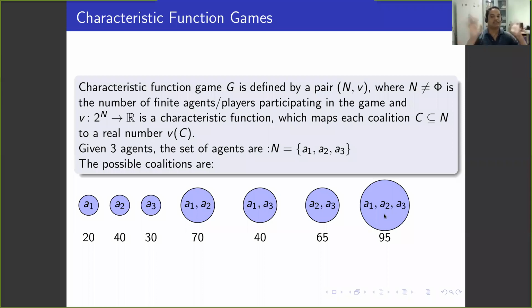So this is given. Now this is called the coalition. And these values are called the characteristic function. So there will be some kind of function that maps each coalition to a real value.